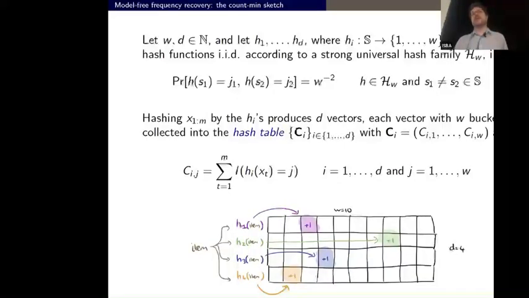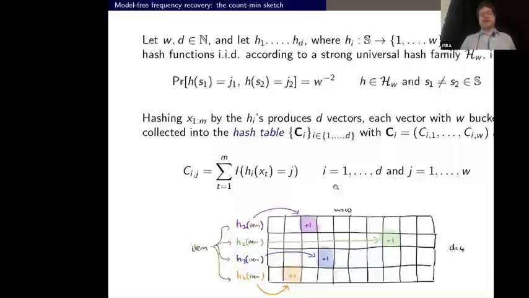And what I do is the following. Every item is passed through the hash functions, and I increase by 1 the count of the bucket where the observation is mapped. These hash functions are independent of the data, and I construct my hash table. Here we have an example with 4 hash functions. So I proceed in this way: I map all my items through these hash functions, and I construct this hash table.